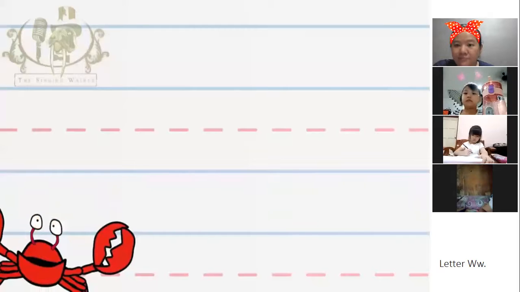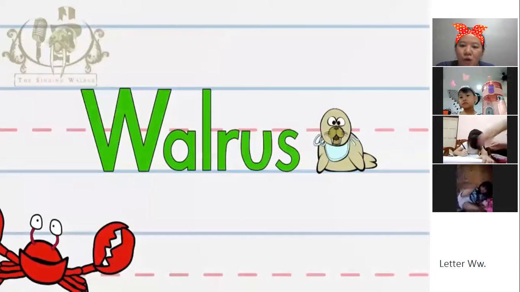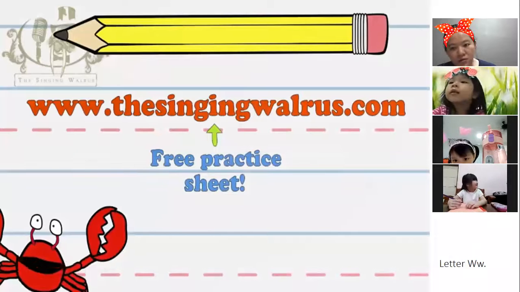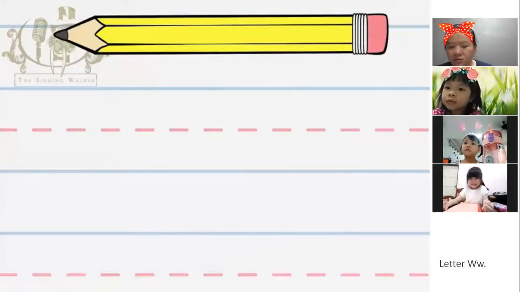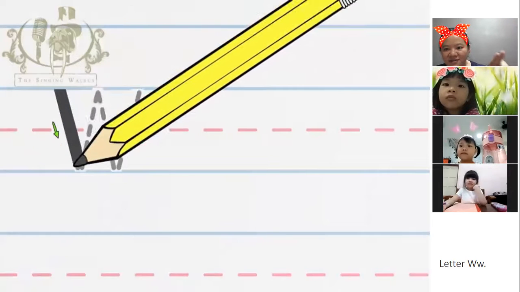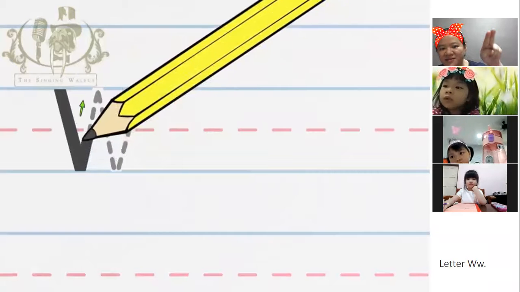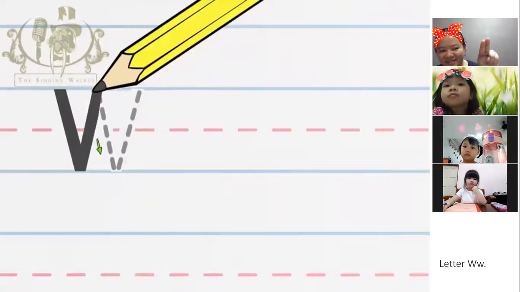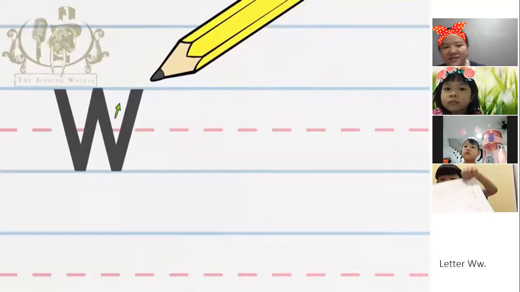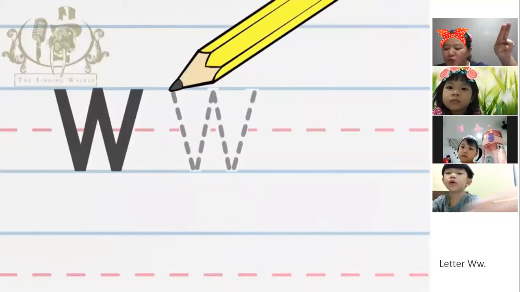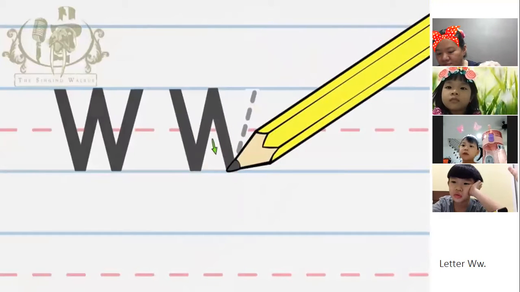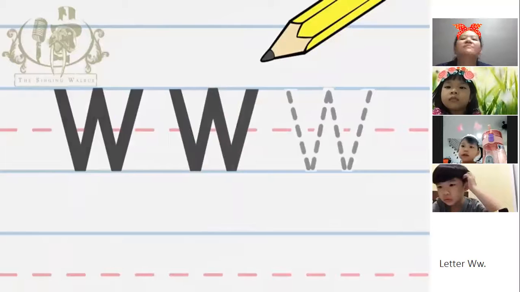Hey kids, now we're going to write the letter W, as in walrus. You'll need a practice sheet and a pencil. Go to our website to download our free practice sheet. First, we'll write the capital W. That's the big W. Start at the top and make a line down to the right. Then, make a line up to the right. Next, make another line down to the right. Now, make one more line up to the right. Let's try it again. Down to the right, up to the right, down to the right, up to the right. Now you try.